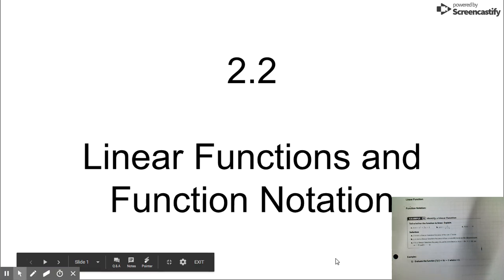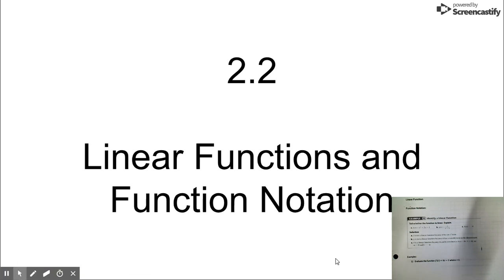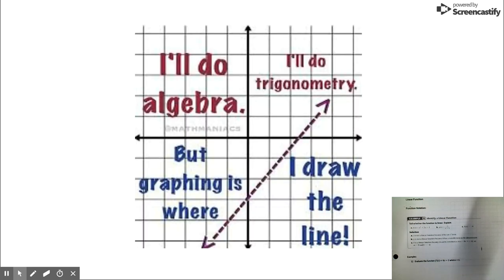As we continue on with our unit on functions, we'll look today at linear functions and also function notation. Later on in this session, we'll look at being able to graph a function using a table of values and then to be able to interpret that graph.